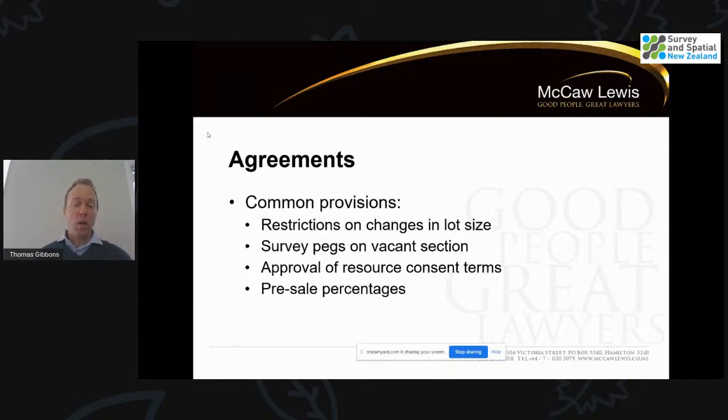Occasionally, a purchaser also has a right to approve the resource consent. That becomes more problematic because it provides an avenue for different purchasers to raise different issues. So it's not something we advise, but sometimes it does end up in the contract. So keep in mind the lawyer and the developer are going to need to understand how the resource consent fits into the contract. And pre-sale percentages are one of those other provisions that ends up in agreements. So sometimes the developer must sell 60% of lots before they're committed to sell all of them in the development, or even before they're committed to go ahead with the development. Those kind of provisions end up in contracts a lot.